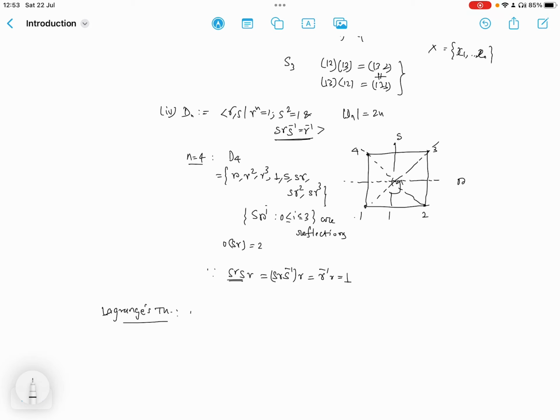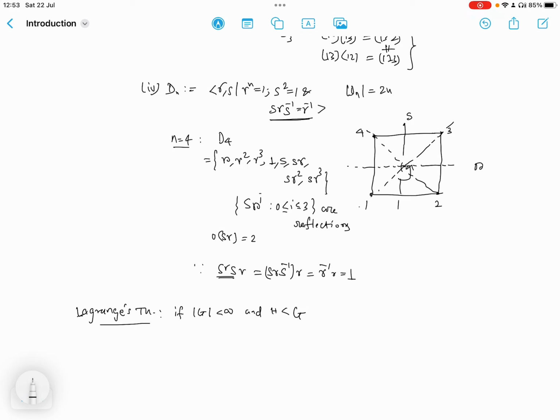That is, if G is a finite group, and by G I will always mean a group, so I'm not writing it here, and H is a subgroup of G, then the order of H divides the order of G. By subgroup, I mean just a subset of G having all those properties of a group. And this is the notation for subgroup.